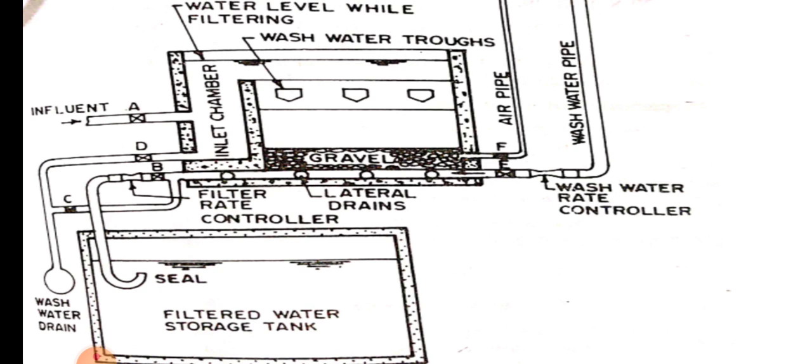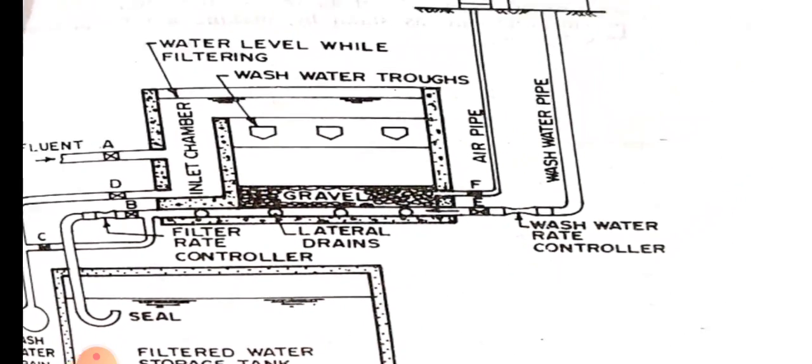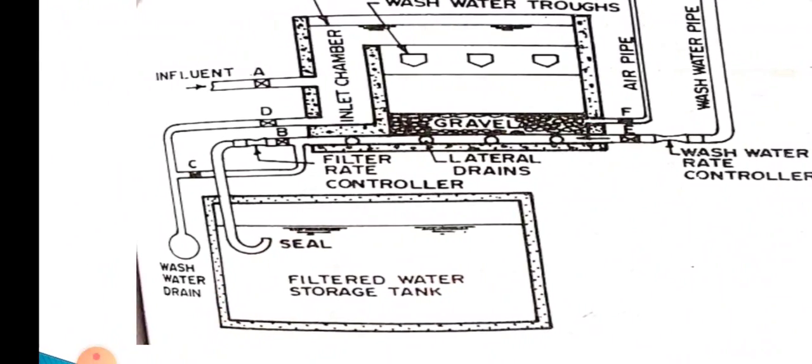So here you can see the valve B. Valve B is the valve which controls the filtered water going to the storage tank. So this valve will be closed next. That is, after closing valve A, and after the normal filtration process, we will close valve B. You can see valves A and B here in this figure.